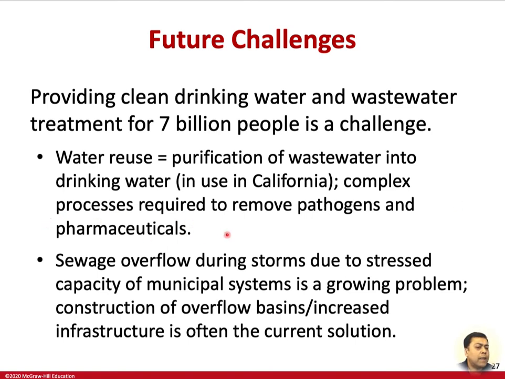from the potable water. Also, sewage overflow during storms, due to the stress on the capacity of the municipal system, is a growing problem. And the construction of overflow basins and increased infrastructure is often the current solution. This can happen during a hurricane or a tornado or a storm surge, and the sewer overflow can contaminate the local area. Many times these are some of the reasons that can bring contaminants to our supermarkets. Because think about a sewage overflow in a field which is growing greens like your lettuce or spinach, those kinds of things.